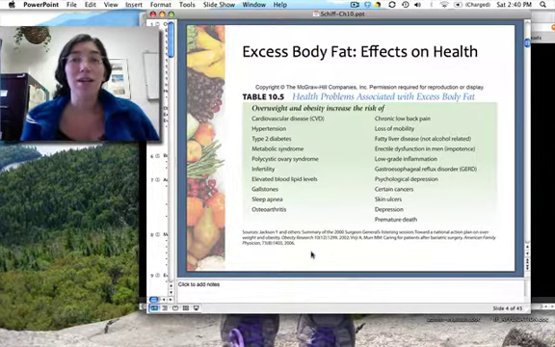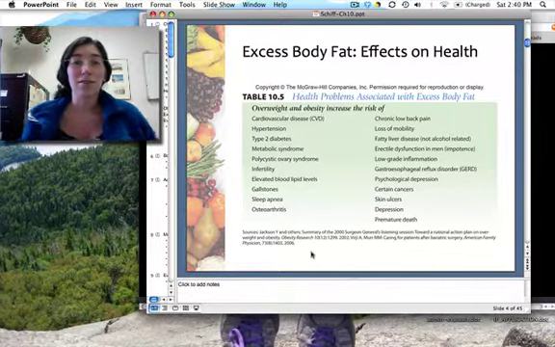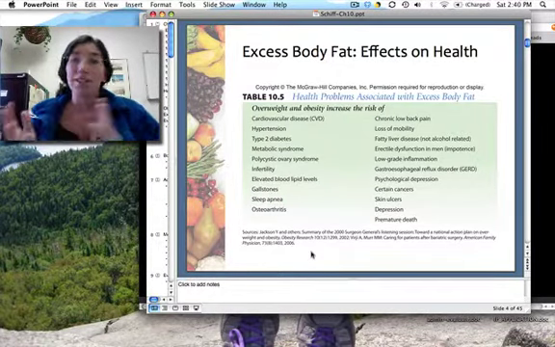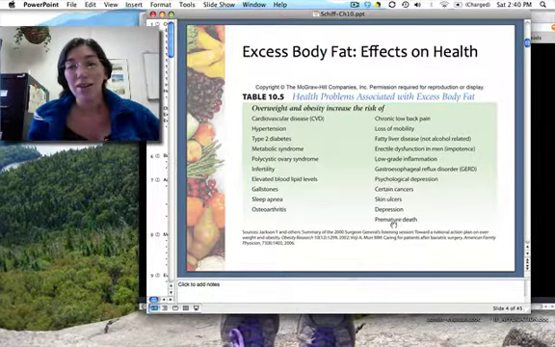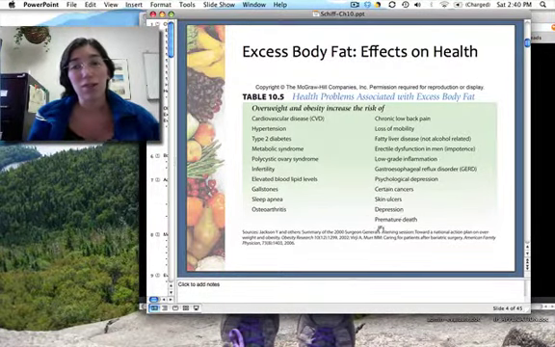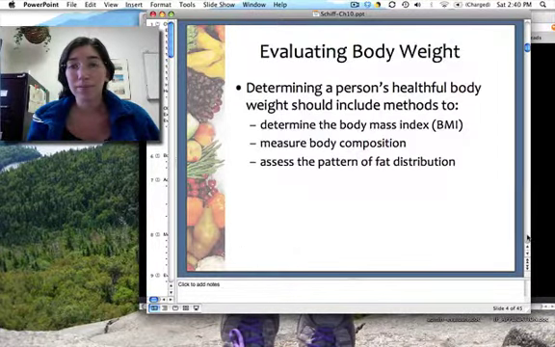Depression is another one that is very common in people who are obese, and there's sort of a tenuous linkage there. It's not sure whether depression leads to obesity or obesity causes depression, but there's definitely a correlation between those who are overweight and obese and those who have depression.